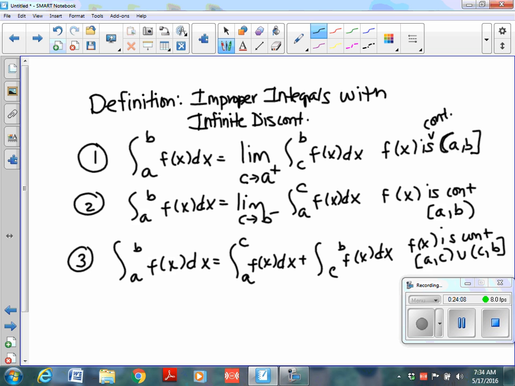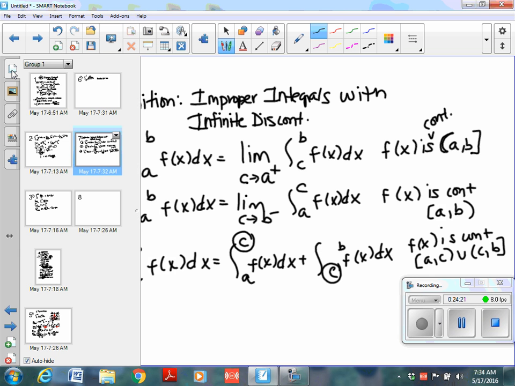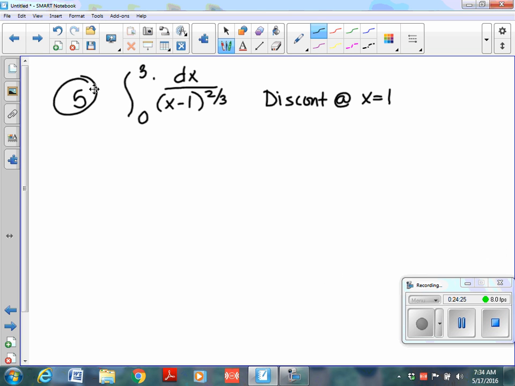Okay, these are the definitions. All they're saying is you need to look on the right or on the left, or you need to break it up where it's discontinuous, like c is where it's discontinuous. Okay, so let's go back to this problem, and it's discontinuous at x equals 1. So this is what you have to do.